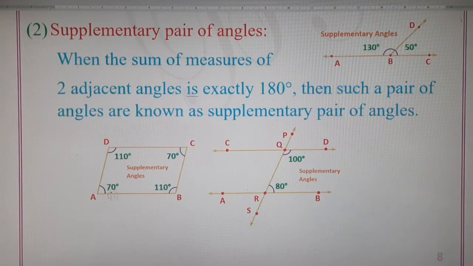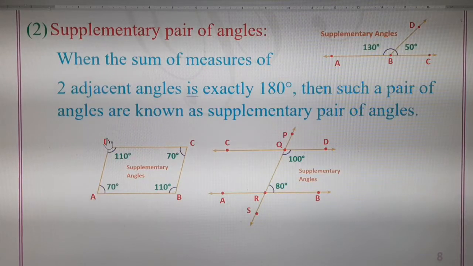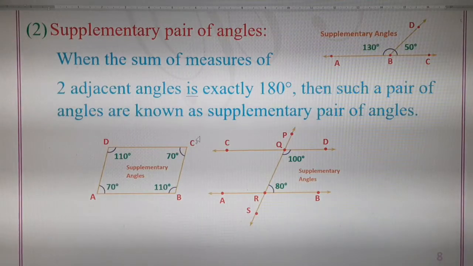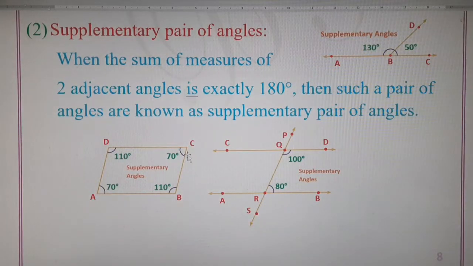We can say angle A is the neighbor of angle B, or angle B is the neighbor of angle A. Similarly, angle A is the neighbor of angle D, or angle D is the neighbor of angle A. Similarly, angle C is the neighbor of angle D, and angle D is the neighbor of angle C. Similarly, angle B is the neighbor of angle C, and angle C is the neighbor of angle B.